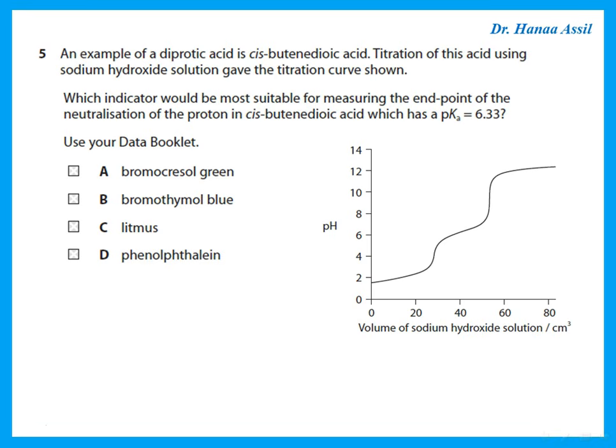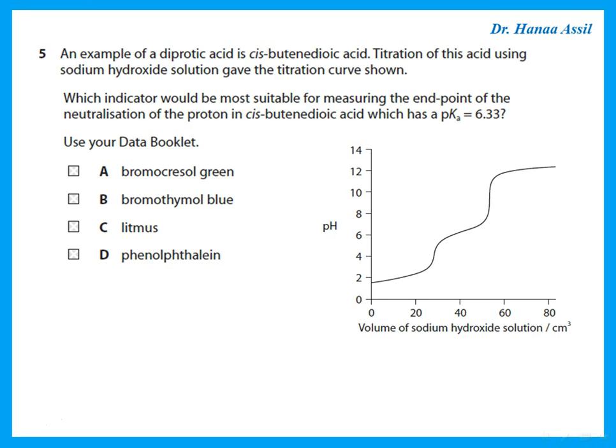An example of a diprotic acid is cis-butene dioic acid. Titration of this acid using sodium hydroxide gave the titration curve shown. Which indicator would be most suitable for measuring the endpoint of the neutralization of the proton in cis-butene dioic acid that has a pKa of 6.33?